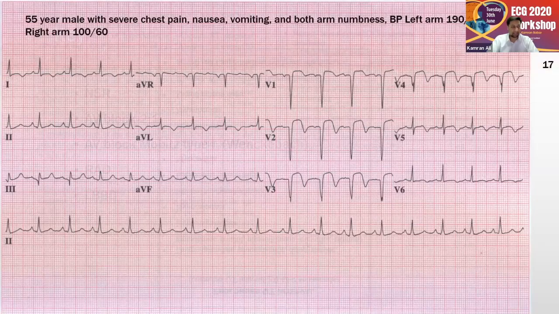All right, I believe this should be the last ECG. 55-year-old male with severe chest pain, nausea, vomiting, so typical ACS presentation. But apart from the symptoms, there is a disparity in the blood pressure of the patient. The left arm is 190 by 110 and right arm is 100 by 60.